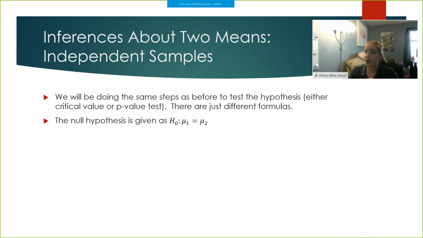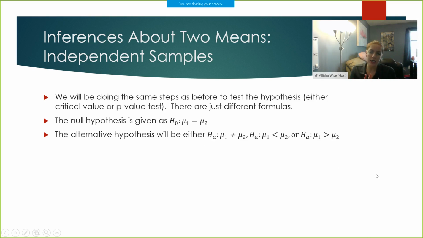So it's still equal for the null hypothesis. The alternative still has that option of not equal to, less than, or greater than. That's very similar to last week. The only difference here is that you have either the two mu's are not equal, mu1 is less than mu2, or mu1 is greater than mu2. We're looking at the two groups and comparing them with one another. So maybe the average in the first group is smaller. We would put a less than.